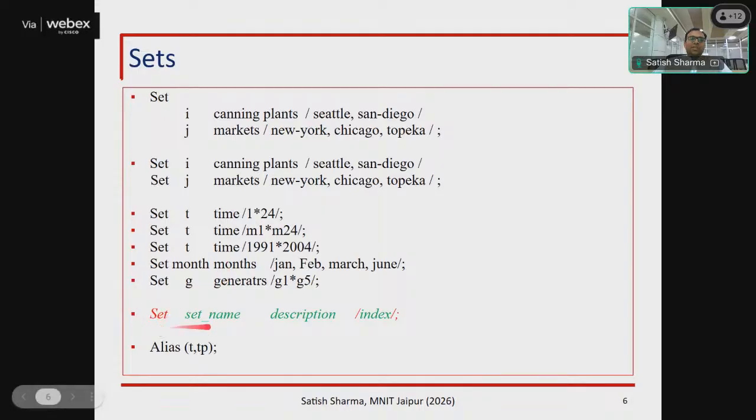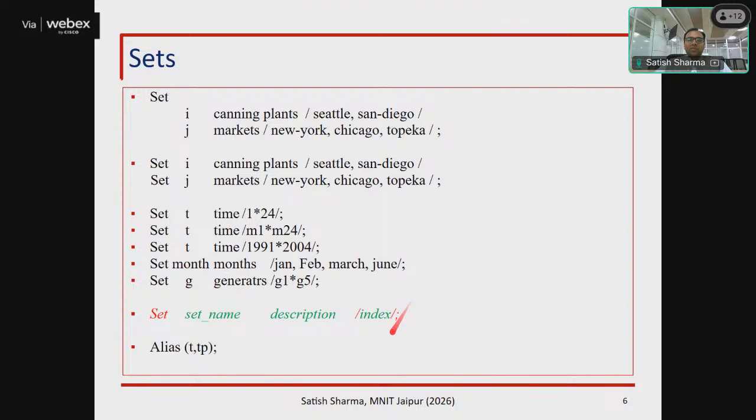Here you can see the actual syntax of how we write the set. This red part is mandatory. You have to mention the keyword set, so this is a syntax in GAMS. Then the set name, you can give any name to a particular set. Then a description can be a single word or a line comprising many words. The description is again user defined, so you can provide any description here.